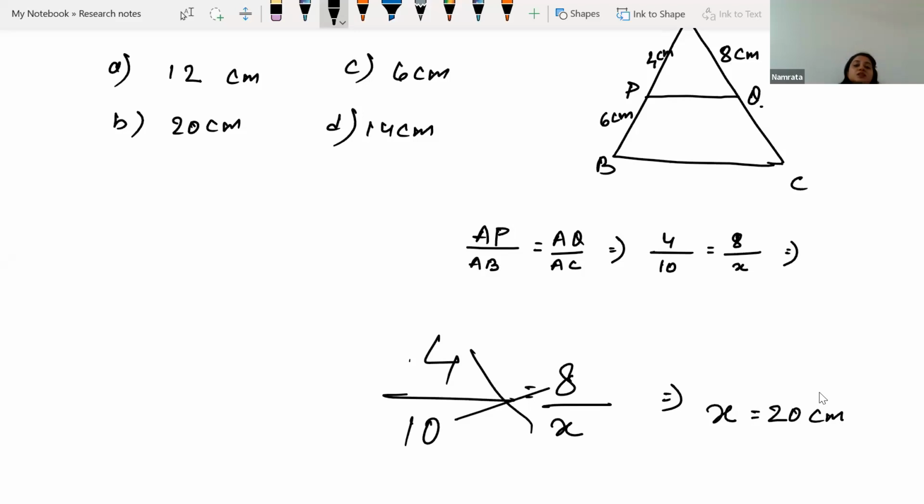And whatever she said, yes, that is correct. AP by AB we can take total, and then AQ by AC total we can take. Again, we can use the concept of similarity. However, you can also use the concept of the basic proportionality theorem over here. Or like this also you can do directly. Whatever seems convenient to you, your X value, the total AC, will be 20 only. So whatever method you use, your answer has to be 20. So it will be 20 centimeter. Got it?